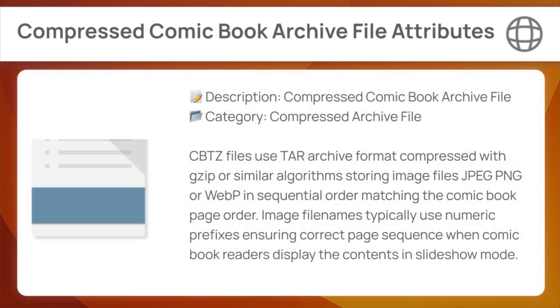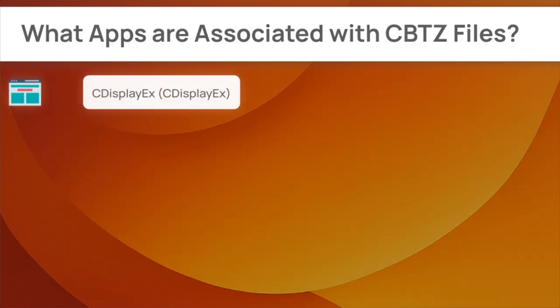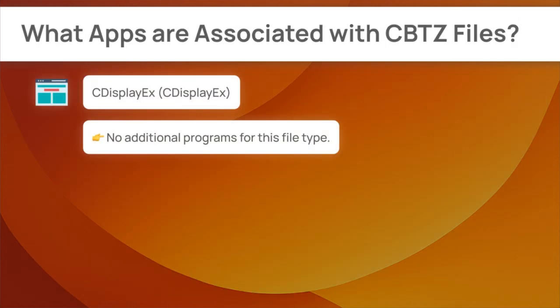CBTZ files use TAR archive format compressed with gzip or similar algorithms, storing image files, JPEG, PNG or WebP, in sequential order, matching the comic book page order. Image file names typically use numeric prefixes, ensuring correct page sequence when comic book readers display the contents in slideshow mode. CDisplayX should be your first choice when attempting to open CBTZ.